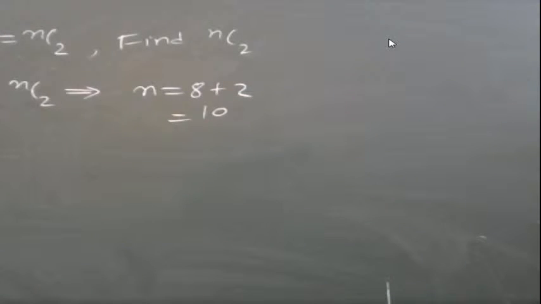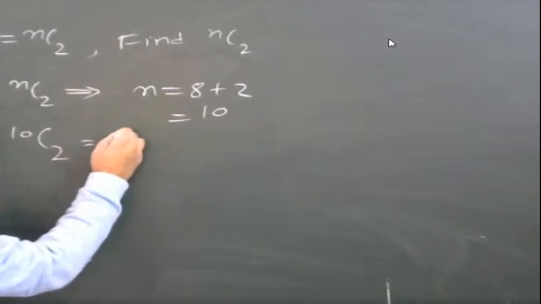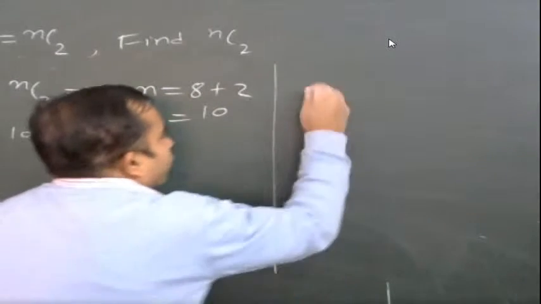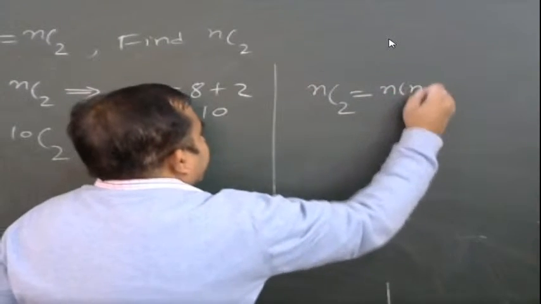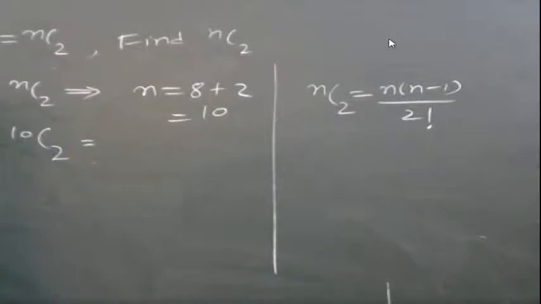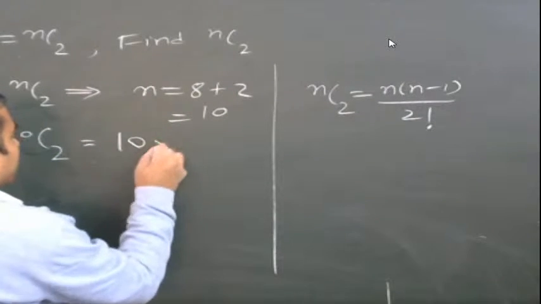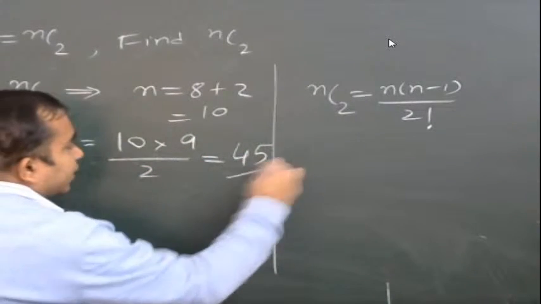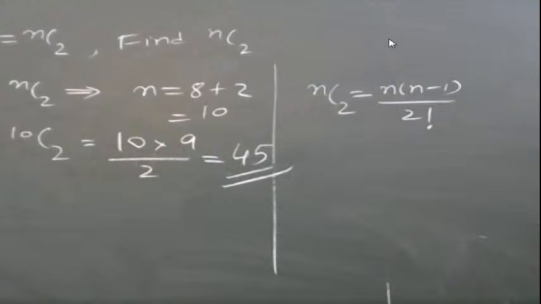Of course, you can expand both the things and get n, but that will be unnecessarily time taking. This is best: n is 10. Now you can find nC2. 10C2, use the formula we just wrote: nC2 is equal to n into n minus 1 whole upon 2 factorial. Do not use the full nCr formula, use this simplified one. 10C2 will be 10 into 10 minus 1, which is 9, whole upon 2 factorial. 2 factorial means 2. 90 upon 2, 45. Is this right, students? I hope it is right.